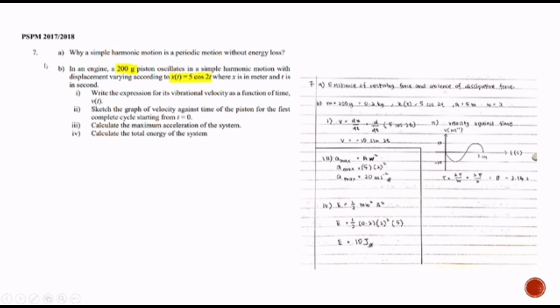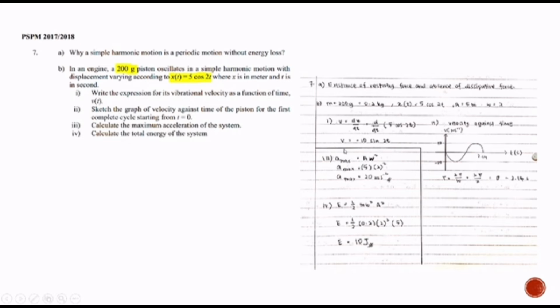For number 7, A, why is simple harmonic motion a periodic motion without energy loss? The answer is because of the existence of restoring force and absence of dissipative force. So B, in an engine, a 200-gram piston oscillates in simple harmonic motion with displacement varying according to x(t) equal to 5 cos 2t, where x is in meter and t is in second.